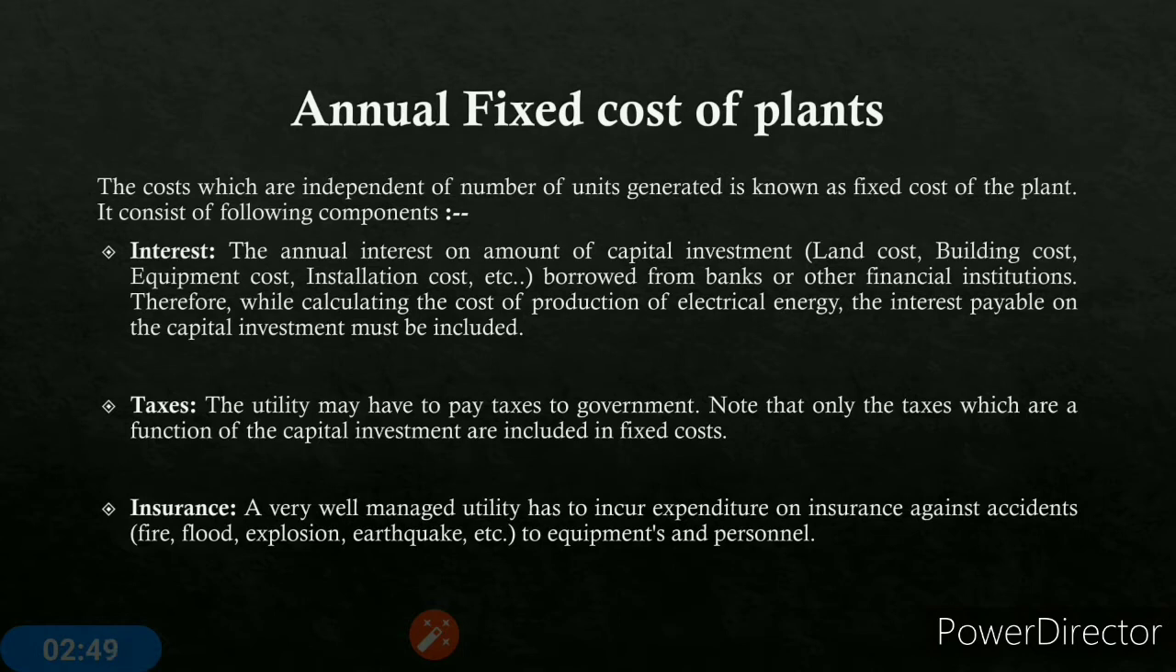We know that to save any organization from accidental damage such as fire, flood, explosion, earthquake, insurance has to be made. So a very well managed utility has to incur expenditure on insurance against accident to the equipment as well as personnel.